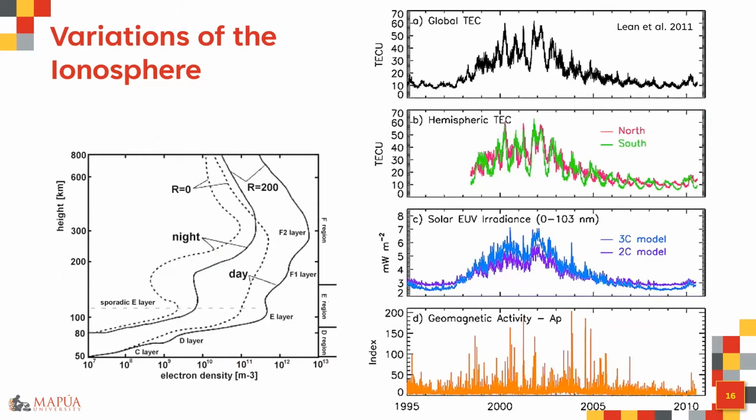Aside from that, because the main source of ionization is the sun, whatever major changes happen in the sun therefore also have an effect on the Earth's ionospheric ionization. So this is an example of the variation of total electron content relative to solar irradiance as well as geomagnetic activity.